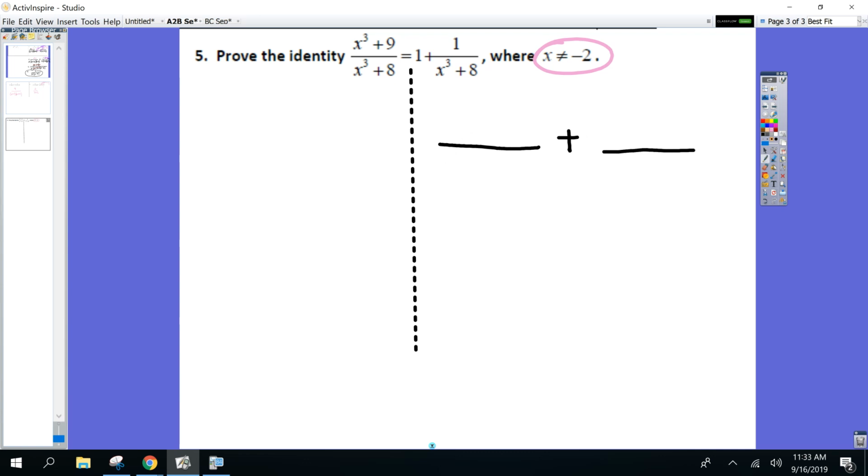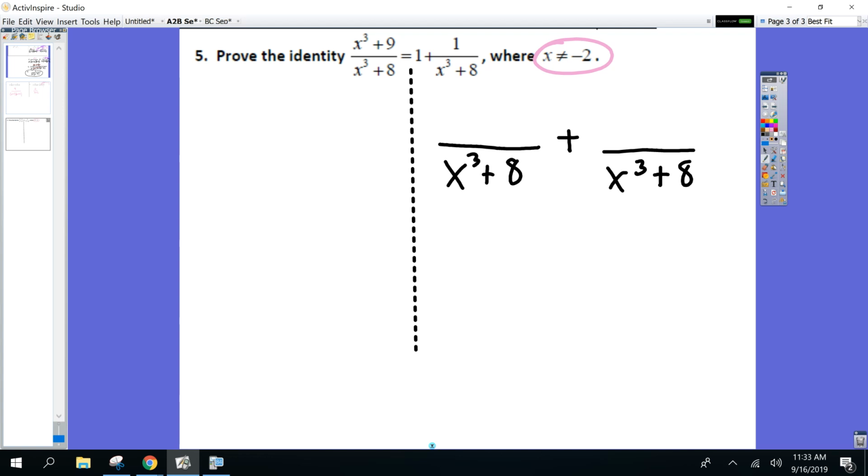What's the denominator on the 1? 1. And then I got x cubed plus 8. So I got 1 and x cubed plus 8. What's got to be my common denominator? x cubed plus 8. I can't factor that, so that's where that's staying.